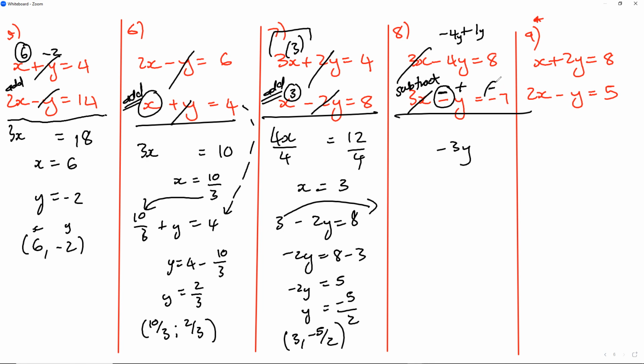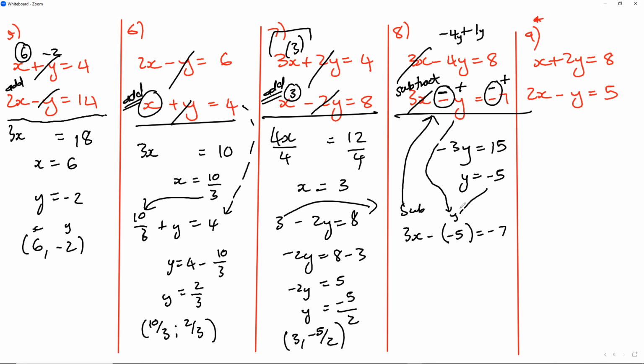And if I subtract here, then that will also become a plus and become 8 plus 7. And what's 8 plus 7? 15. Divide by negative 3, and I get y equals negative 5. Now I'm going to substitute it back into one of the two equations. Let's say this equation. 3x minus negative 5 equals negative 7. That was y, and now it's changed into negative 5, right?